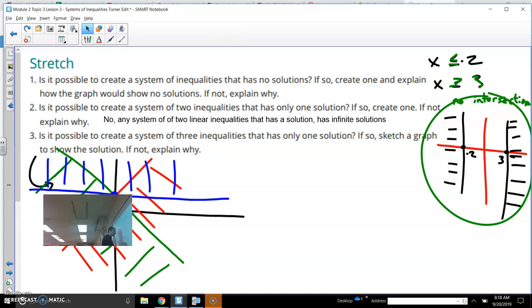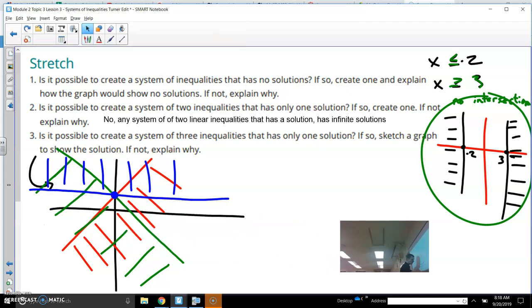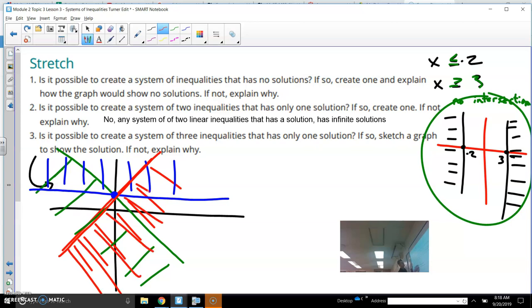Well, it actually is possible with 3. So follow me in this example if you can. I have my red line, and I want to shade less. I have my green line, and I want to shade less. So right now I have an overlapping region.